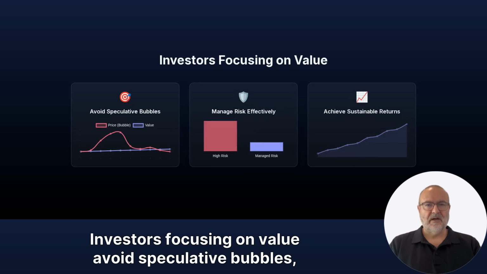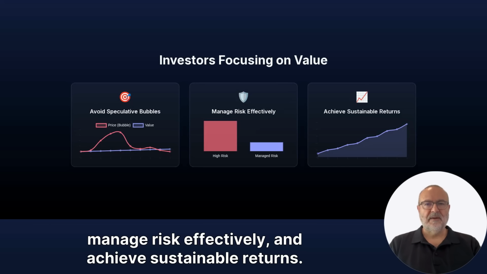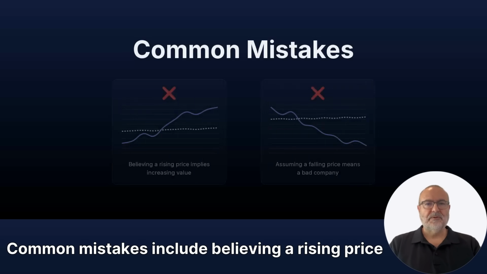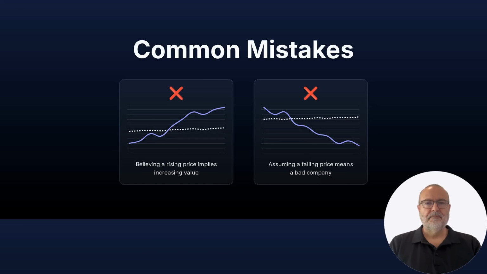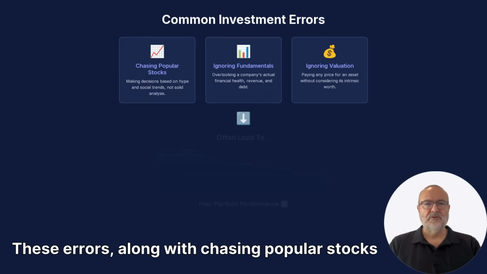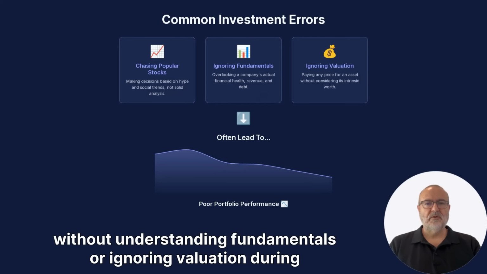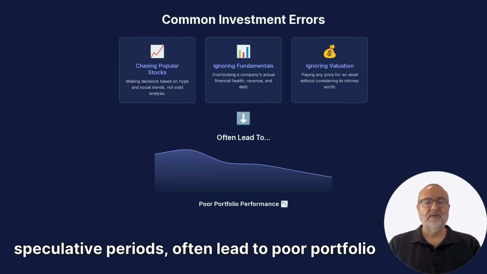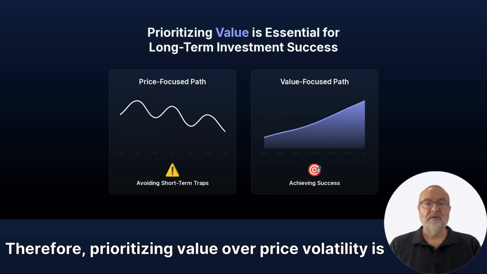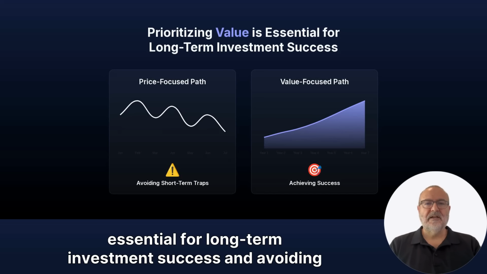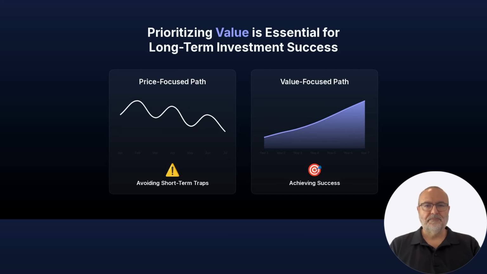Investors focusing on value avoid speculative bubbles, manage risk effectively, and achieve sustainable returns. Common mistakes include believing a rising price implies increasing value or assuming a falling price means a bad company. These errors, along with chasing popular stocks without understanding fundamentals or ignoring valuation during speculative periods, often lead to poor portfolio performance. Therefore, prioritizing value over price volatility is essential for long-term investment success and avoiding short-term traps.